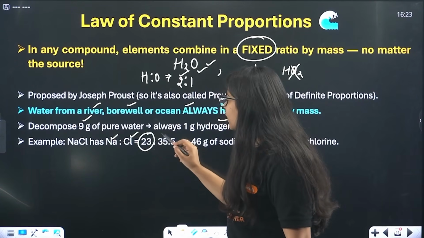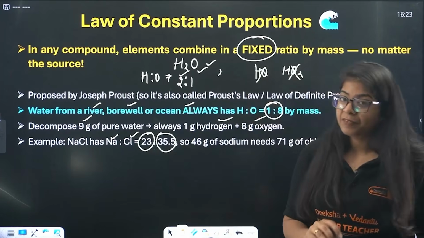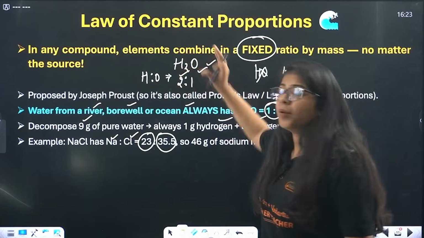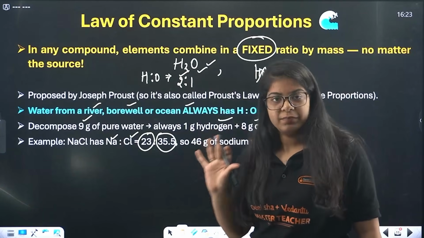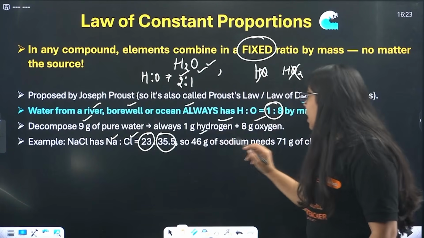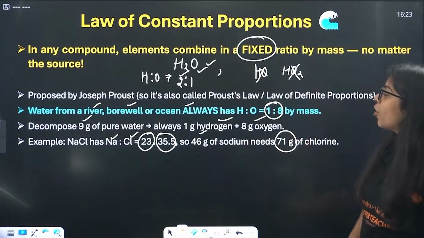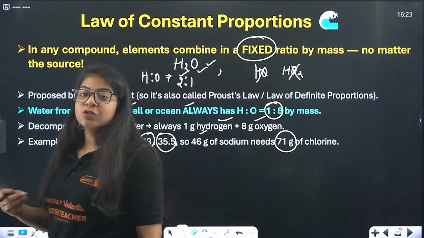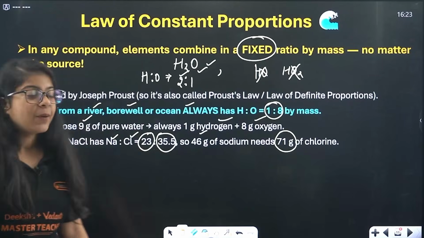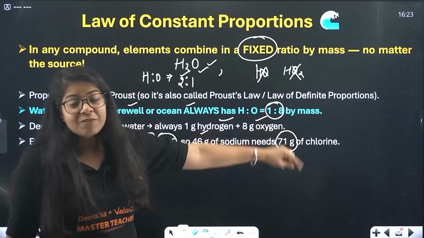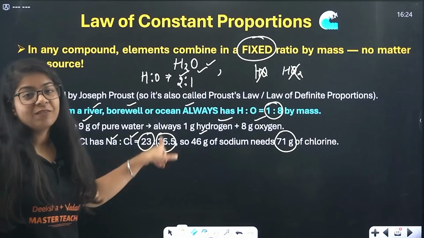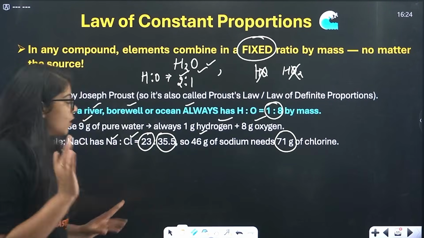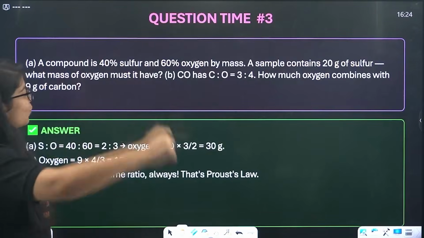So the ratio will be 23:35.5. We are talking about masses here, whereas earlier we were talking about the number of elements. Both are the same. Now, 46 gram of sodium needs 71 gram of chlorine. That means 2 atoms of sodium will combine with 2 atoms of chlorine, but 2 atoms of chlorine have 71 gram of mass, one atom of chlorine has 35.5 gram of mass. So that's how it works. Done? Understood? Okay, let's do one more question.